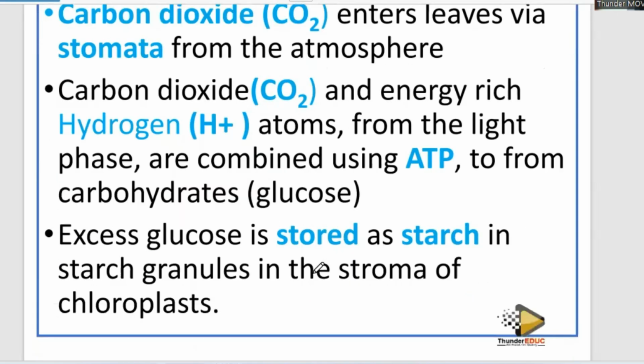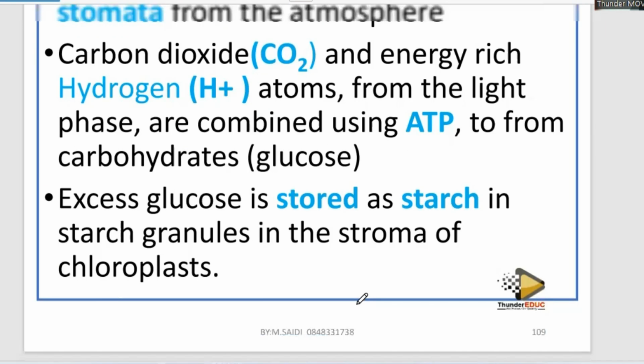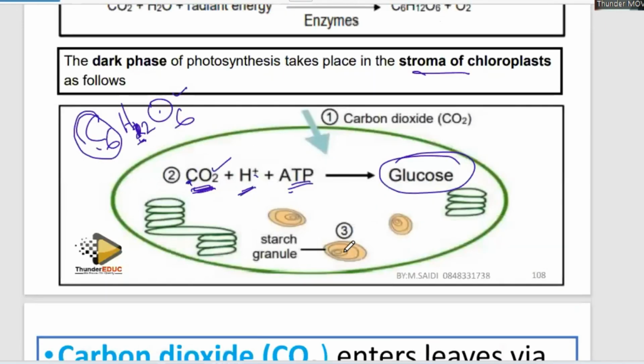The excess glucose, the glucose which is not going to be used. Remember, these plants also require this glucose. This glucose is meant for them, not for us to eat. No, it's meant for them. The excess glucose will be stored in the form of starch, in the stroma of the chloroplast. That's why if you look at the structure of the chloroplast, you'll see the starch grains in there.